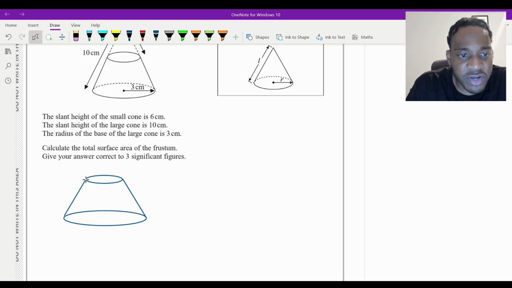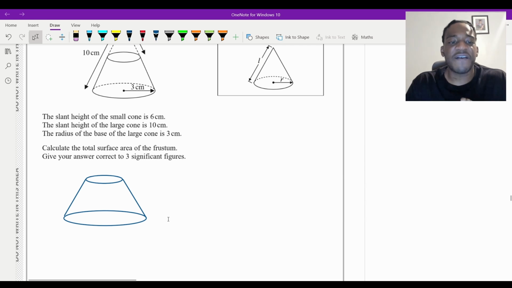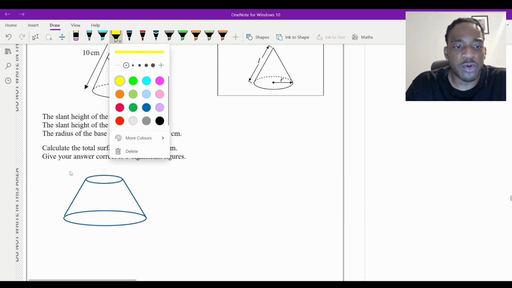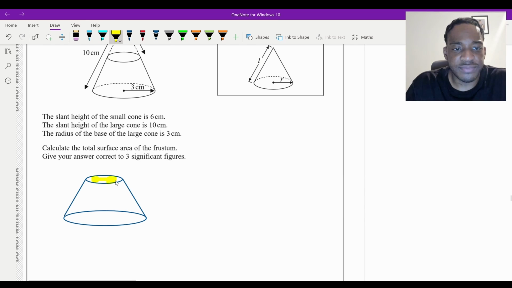Okay, so this is my frustum. And they're asking us for the total surface area. Well, how many surfaces does this frustum have? I can count 3. I've got 2 circles. I've got one on the top here, which I'll put in yellow. This is one surface. And I've got one on the bottom, which is slightly bigger.